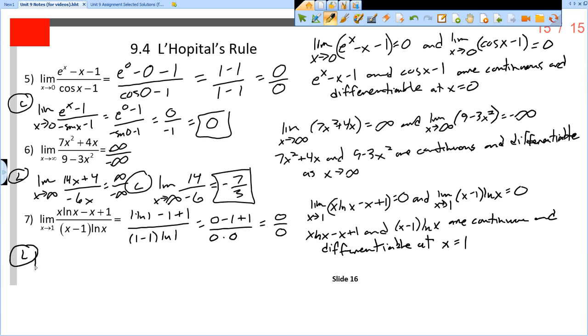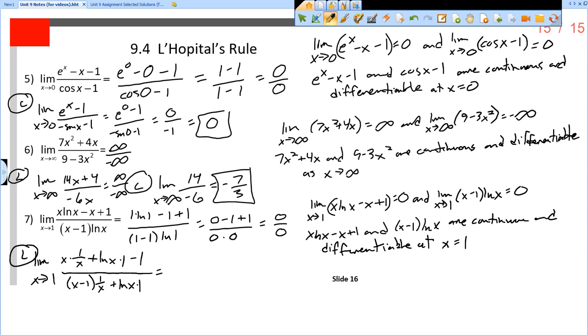All right, so limit as x approaches 1. All right, so derivative of x natural log of x. So this is a product, right? So I have to take x times the derivative of natural log of x, which is 1 over x, plus the natural log of x times the derivative of x, which is 1, minus the derivative of x, which is 1, plus the derivative of 1, which is 0. All right, then denominator, once again, product rule. So I have x minus 1 times the derivative of the natural log of x, which is 1 over x, plus the natural log of x times the derivative of x minus 1, which is 1.